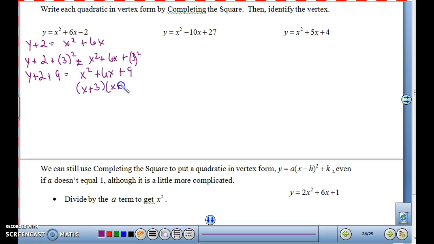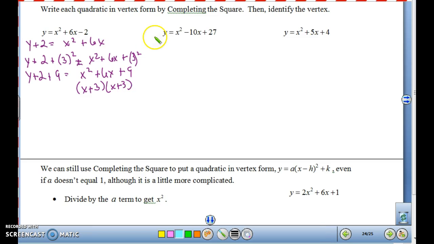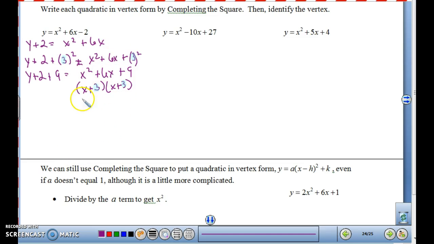What I wanted to point out is, notice whatever you took half of right here is the factor that you use for your factored form for the perfect square. So this is y plus 11 equals x plus 3 quantity squared. And then subtract the 11. And that gives you y equals x plus 3 quantity squared minus 11.